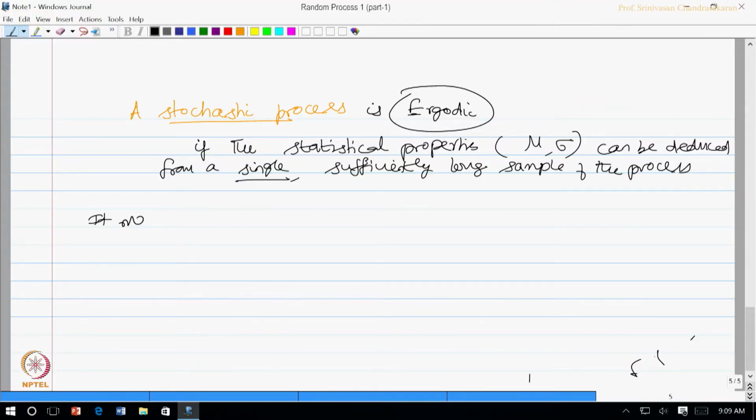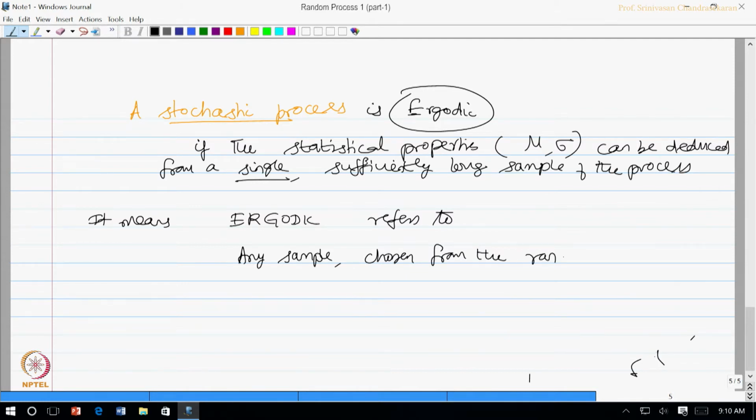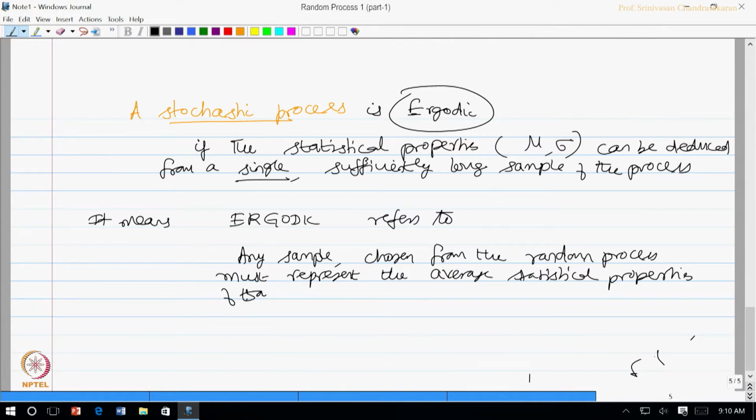It means ergodic refers to any sample chosen from the process, I should say random process, which must represent the average statistical properties of that of the entire process.